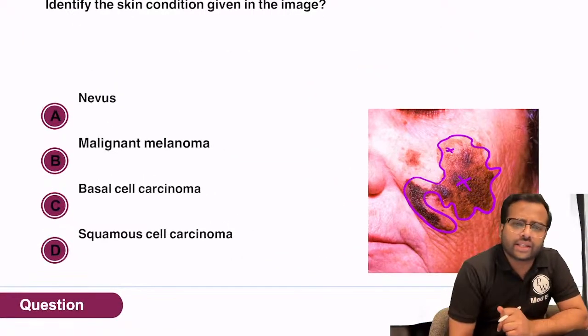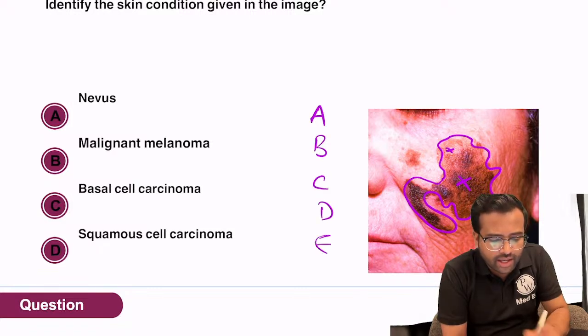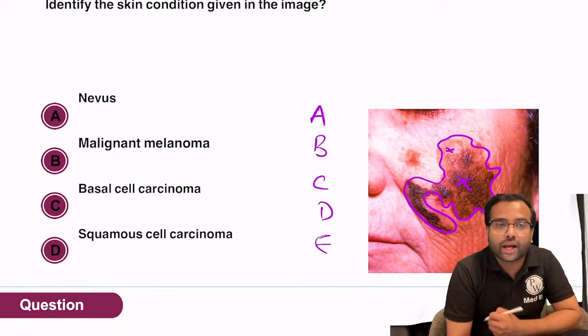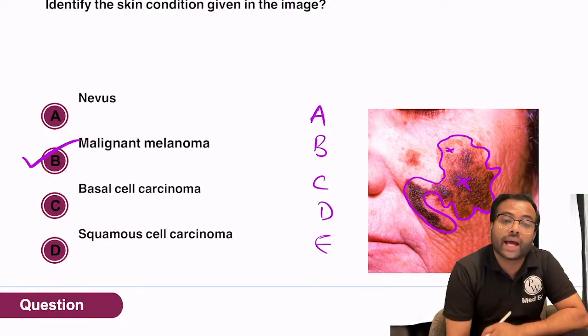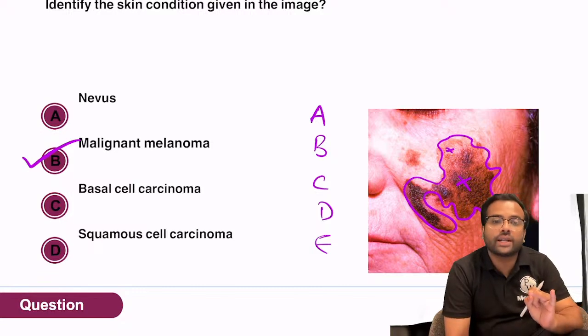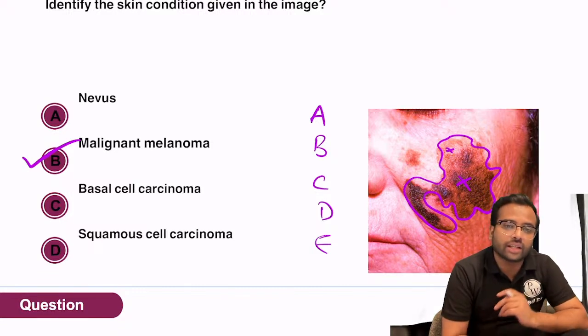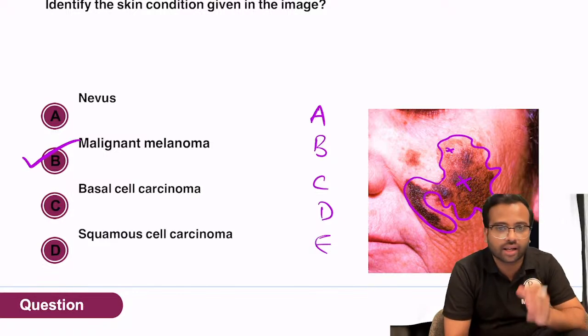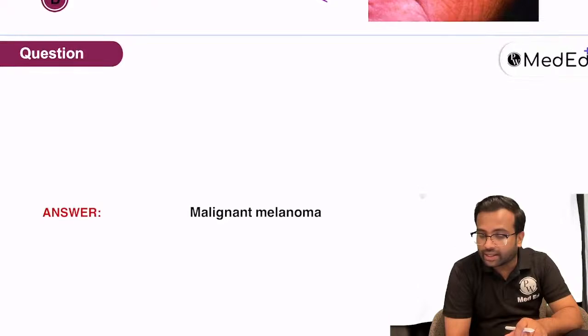So all these things, if I evaluate it with the A, B, C, D, E algorithm, what is the diagnosis that I will reach? Yes, this is an image of malignant melanoma. Asymmetry, border irregularity, color variation, diameter more than 6 mm, and the lesion is evolving in size, color and shape. So all these are very typical for malignant melanoma.